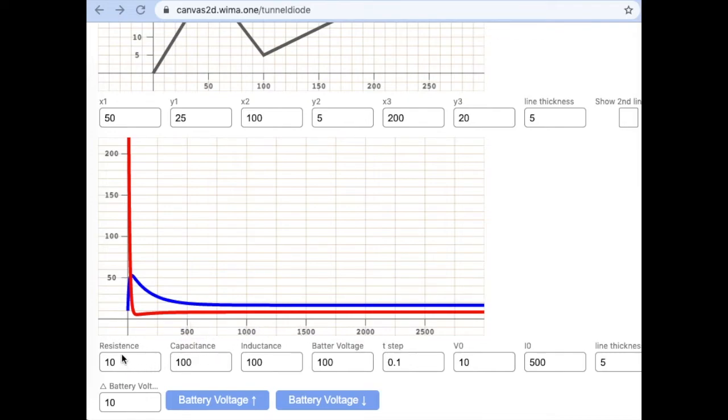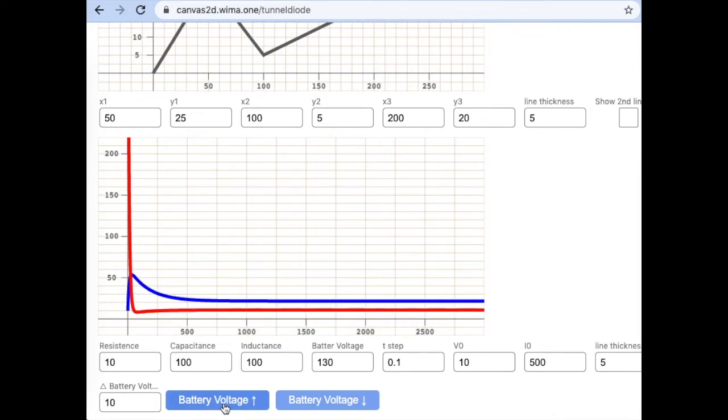So this graph is for resistance 10, capacity 100, inductance, and the battery voltage. And the step here is the step for the Euler method. This is the initial value of voltage and current. What I will do next is increase the battery voltage by 10. I click this button, it will increase the battery voltage by 10. And let's see what happens.